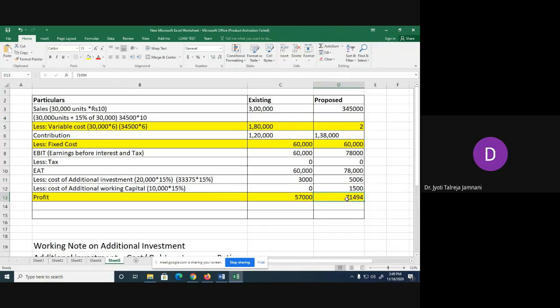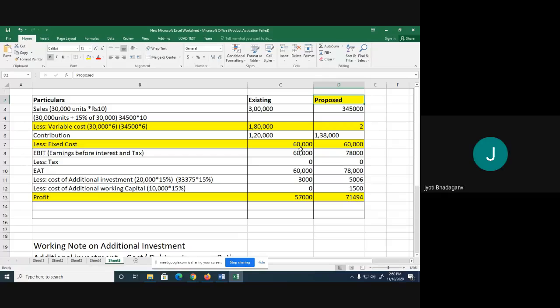If this would have decreased, if this was 40,000, then I would not have gone for the proposed plan. Or the simple way, see both the numbers, existing plan and proposed plan, which is highest? The proposed profit is highest. So we need to go for the proposed plan. That means we need to relax the credit standards. Did you understand this problem?